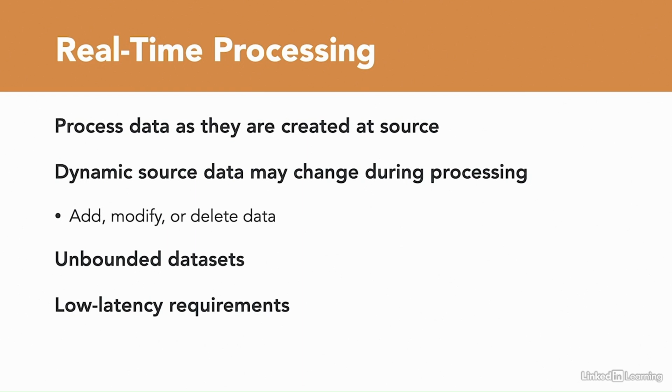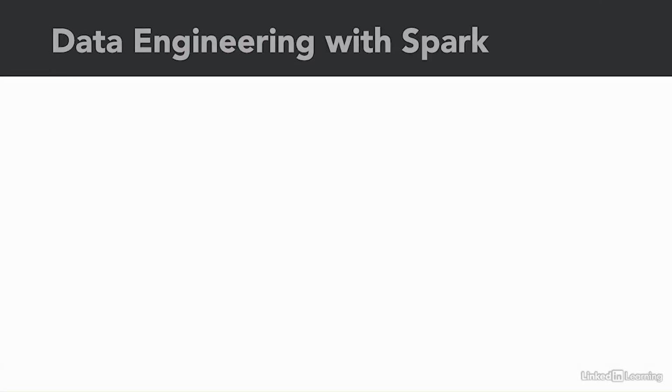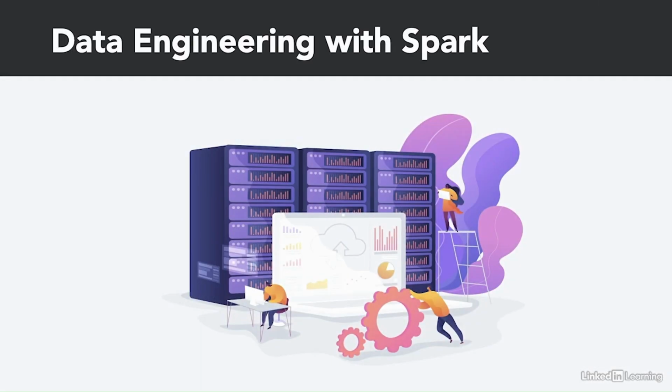Not all use cases can qualify for real-time processing. State management becomes an important consideration in real time when entity states or running summaries need to be kept track of. Apache Spark is arguably the best processing technology available for data engineering today.